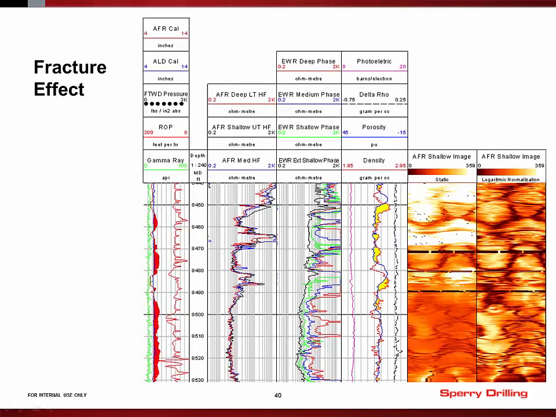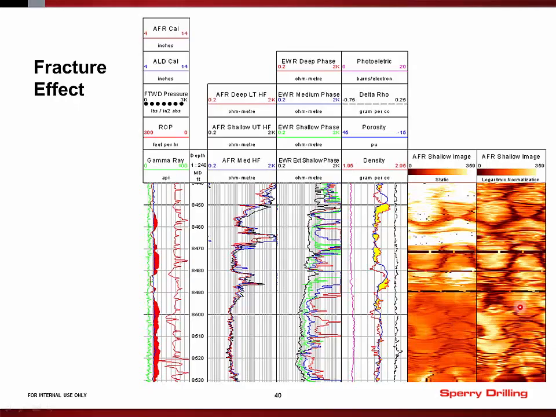Here's an example in which fractures in the well bore have had a significant impact on the log response. Don't worry about looking at all of the data on here. There's a lot of information on this plot. The main thing to look at is this track, which shows 4 resistivities, the 4 resistivities from the EWR Phase 4 tool. These are phase shift resistivities.